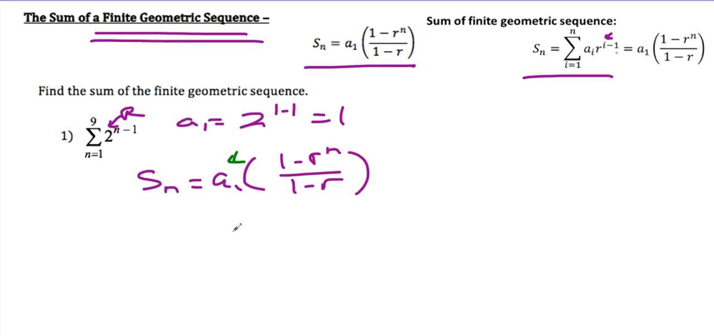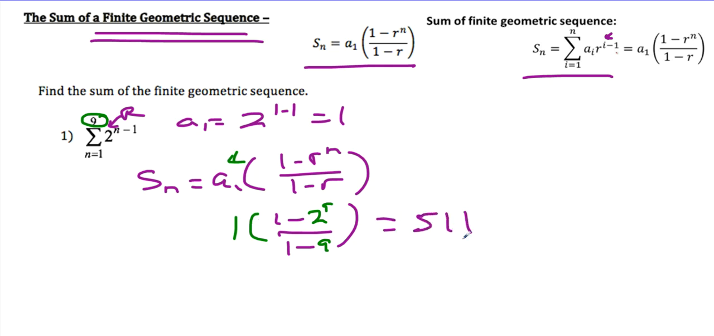So we have our a sub 1 of 1. Again, it makes it real easy. And we're going to have 1 minus, well, our r is 2, and n is 9. So the 9 goes right there. And then 1 minus 2. Honestly, 2 to the 9th power is some big old number, a little bit bigger than 2 to the 8th. So 1 is fortunately easy enough to work with. When I put this whole thing in the calculator, which I did, I got 511.